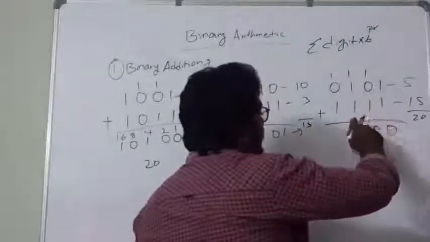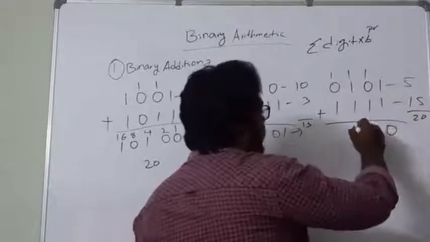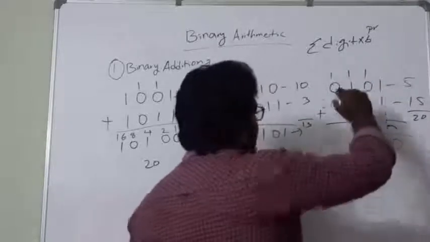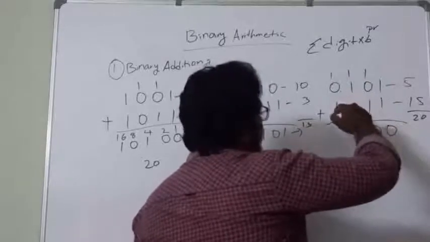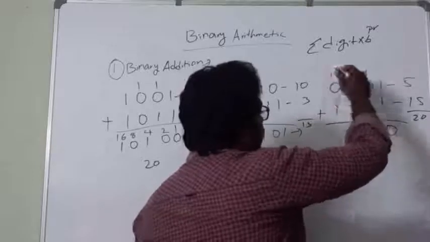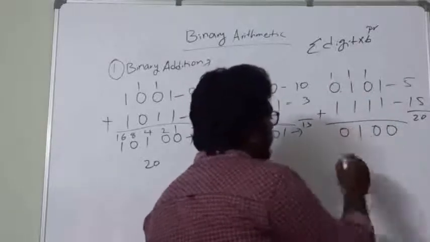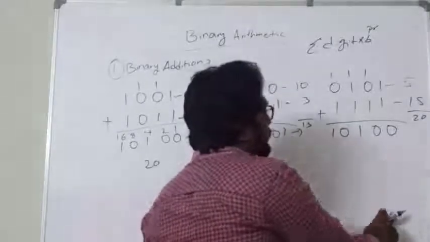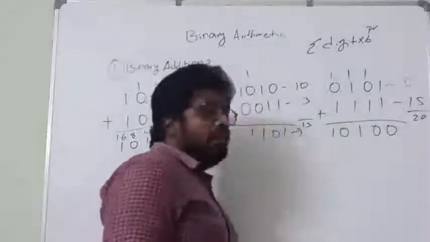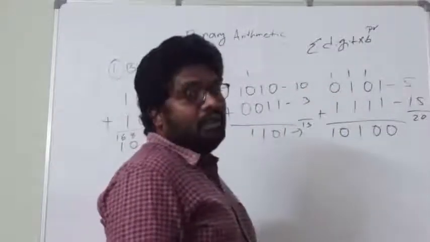So the resultant is 0 and we have to add this 0 with the 1. 0 plus 1 will be 1. So here 0 plus 1 will be 1 and the resultant 1 will be added with the carry 1. So the resultant here will be 0 with the carry 1. So 10100 is the resultant for these two binary numbers.